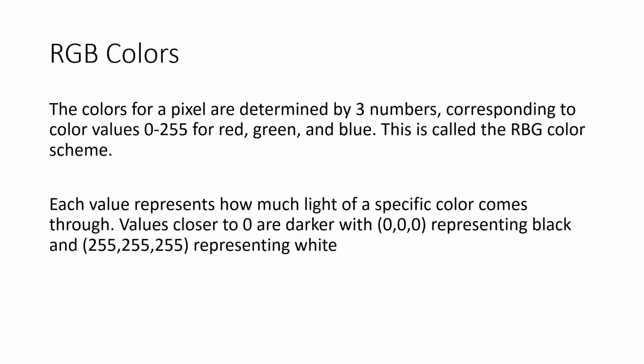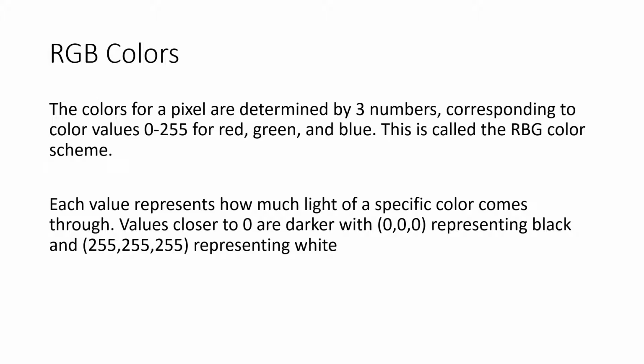Now pixels use what's called RGB colors. In this case, the color of a pixel is determined by 3 numbers corresponding to color values from 0 to 255, one each for the colors red, green, and blue. Each value represents how much light of a specific color comes through. Values closer to 0 are darker, with 0, 0, 0 representing the color black, and values closer to 255 are lighter, with 255, 255, 255 representing white.